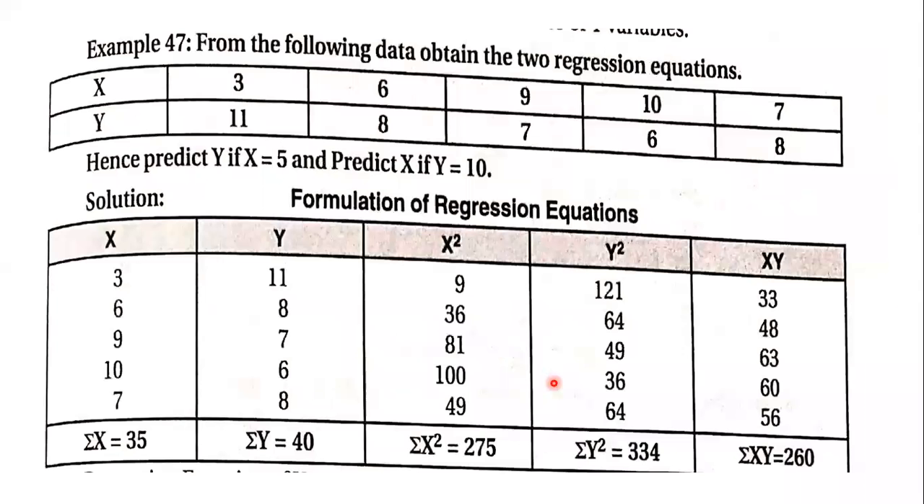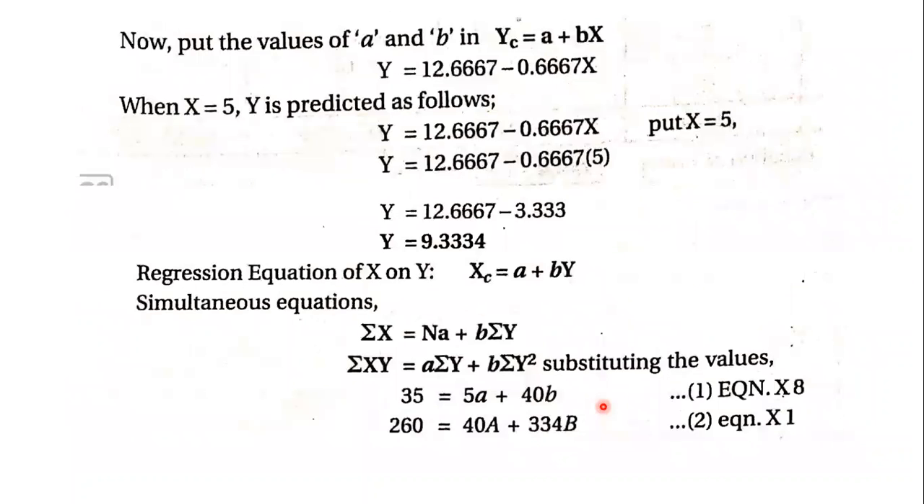Okay, so what happens? We have found out everything. We have xy, y square, x square, total of y and total of x. All the required numbers are already present. What we have to do is to solve. We have to solve x on y. Now, after predicting the value of y when x is given, let's solve for the next one.